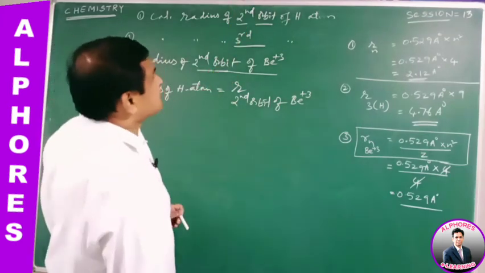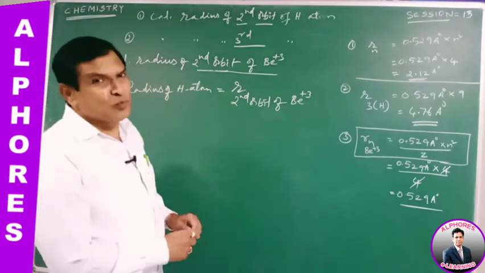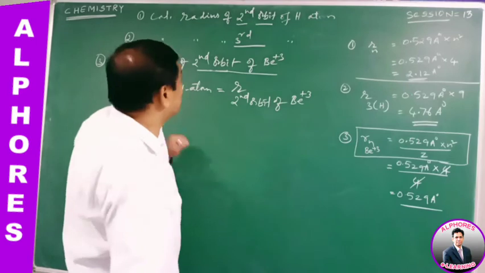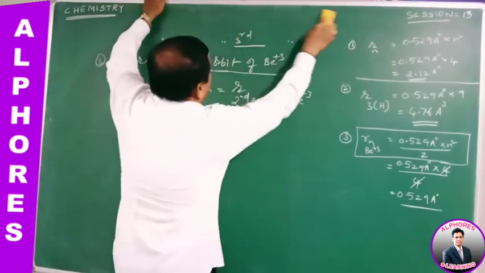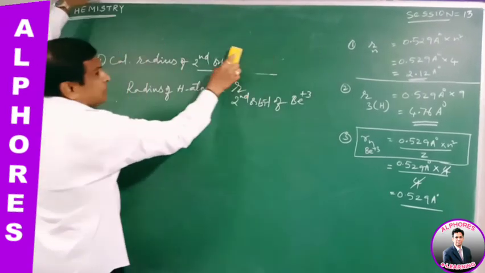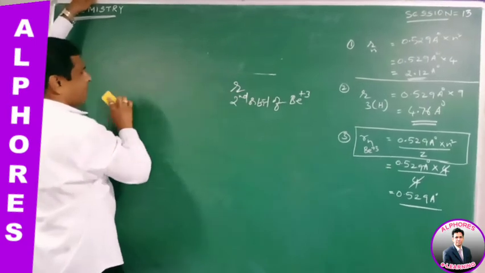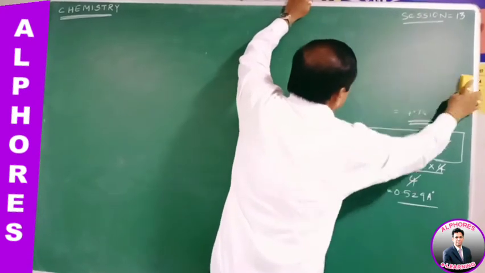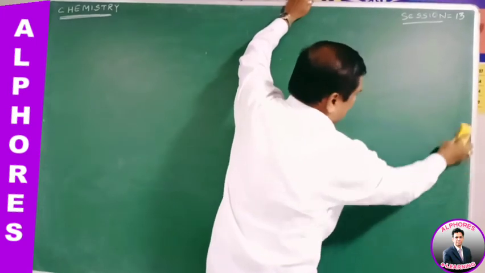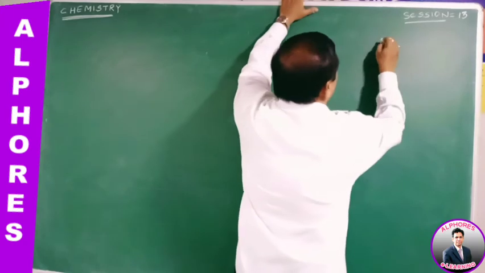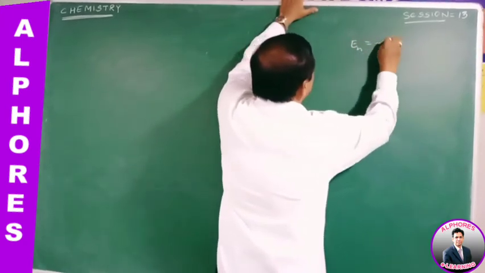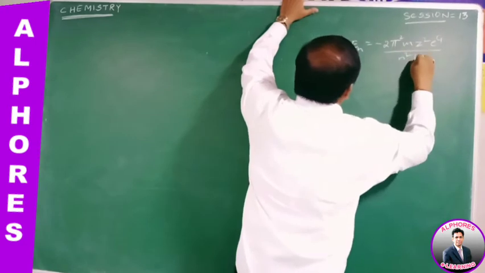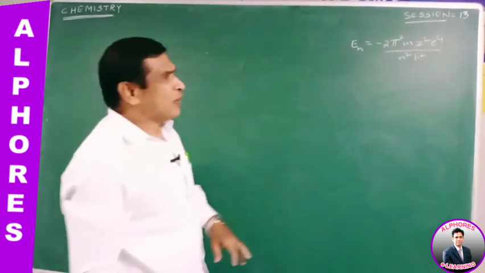These are the radius numericals. Let us work on energy numericals. What is the equation for the energy of the electron in the nth orbit? The energy of the electron in the nth orbit is equal to minus 2 pi square m Z square e to the power 4 by n square h square. That is the formula for us.